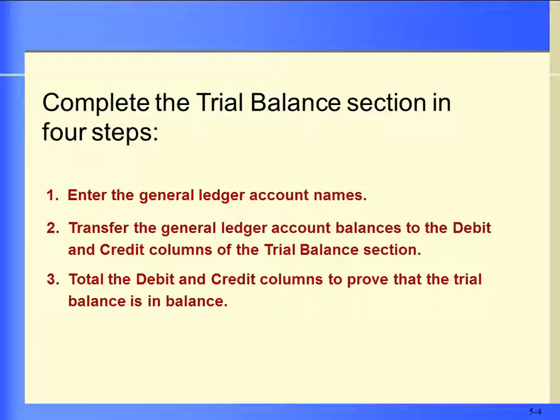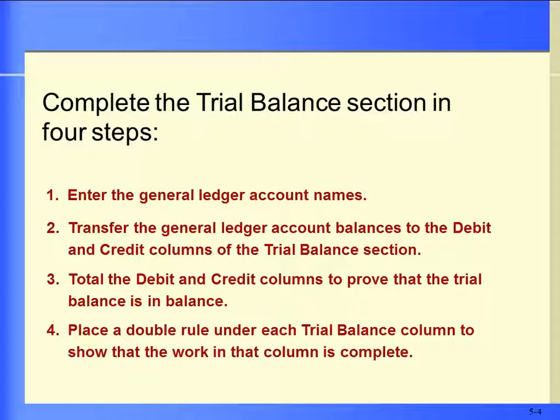So we total the debit and credit columns to prove that the trial balance is in balance. If the total debits and credits are not equal, then there's either been a transposition of a number, or some kind of error with the debits and credits in the journal entries, or even an error in adding and subtracting when you added up the ledger accounts. When we're done totaling the debits and the credits and they do match, we place a double line underneath each to show that all the work in that column has been completed. There's nothing needed to be added.